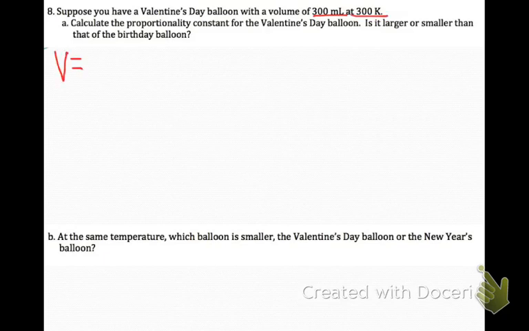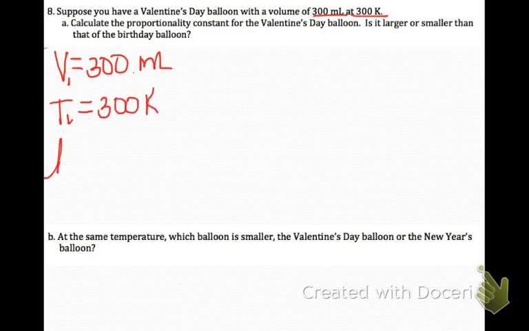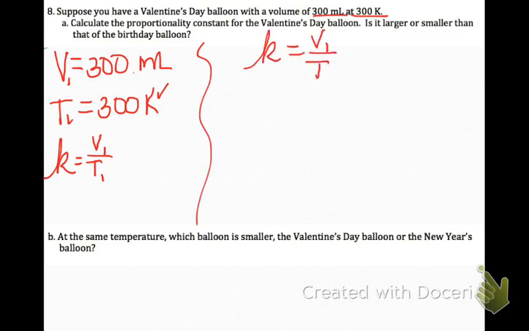So my volume is 300 milliliters. My Kelvin is my temperature, 300 Kelvin. And my proportionality constant was K is equal to V1 over T1. So let's plug these in. Let's double check. My temperature is in Kelvin. That's good. So my K is V1 over T1.